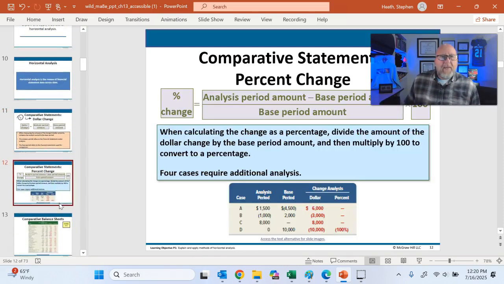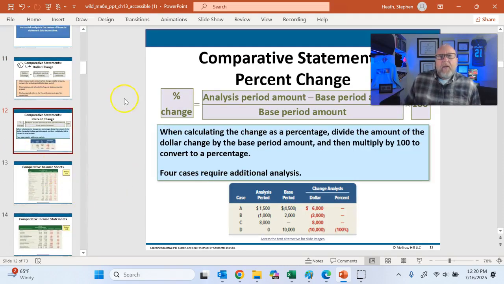I think maybe the easiest thing to do here is the formula. Let's at least do that. But our percentage change is the analysis period amount.